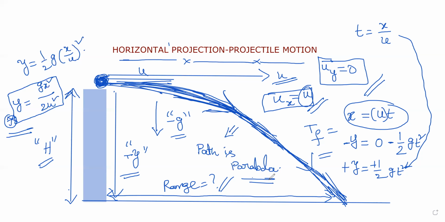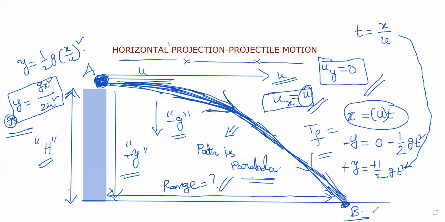So this is the equation of the projectile when it is thrown from the top of a building horizontally. So the next part is how much time it has taken to reach this point. Let us say this point is A, and after projection it falls at the point B. How much time did it take to reach the point B?